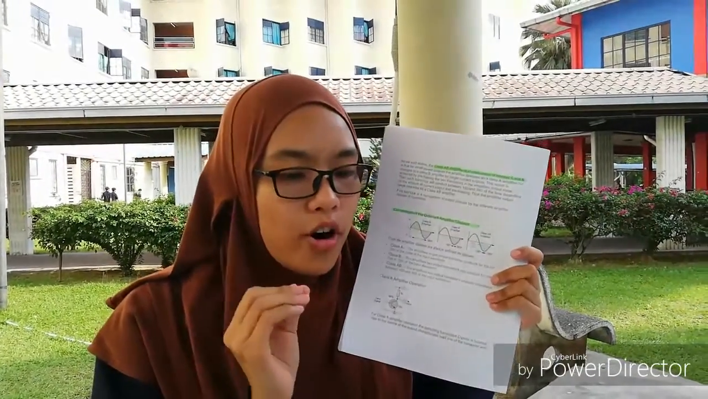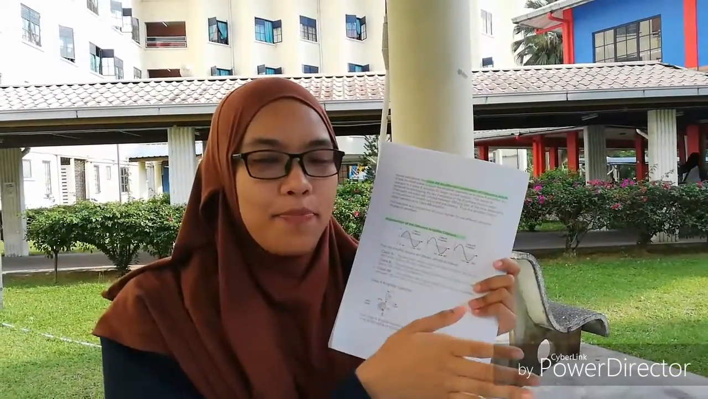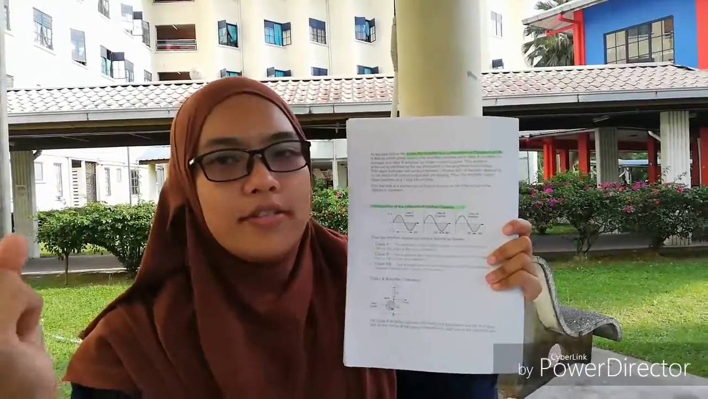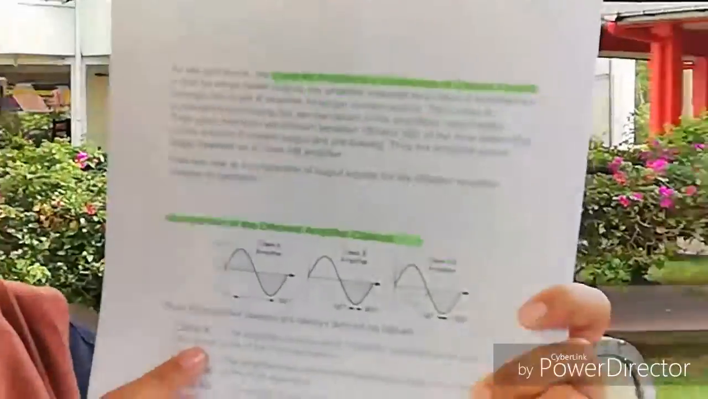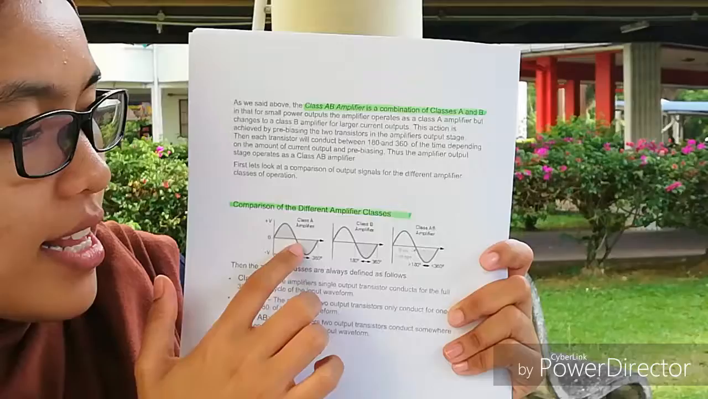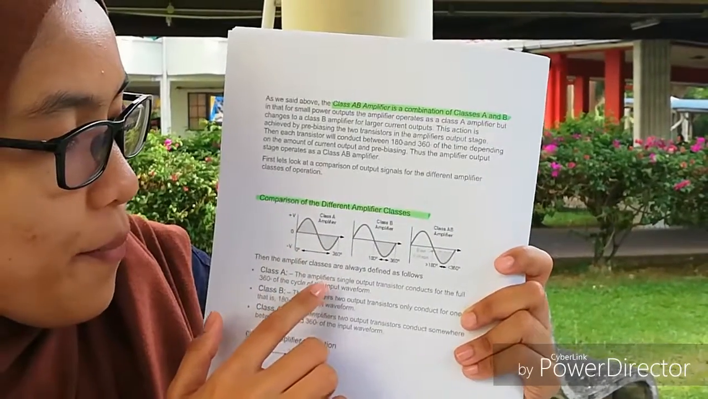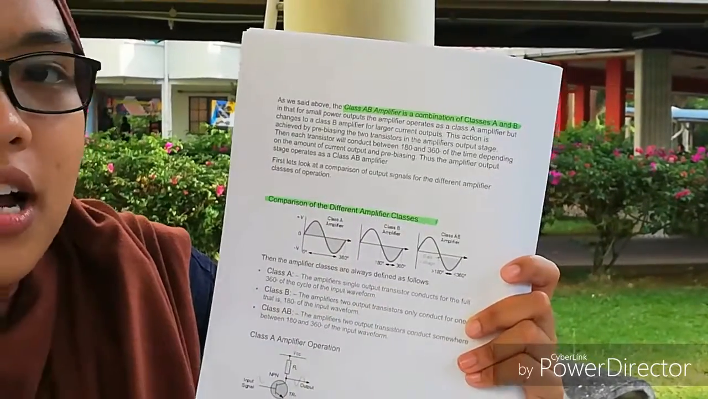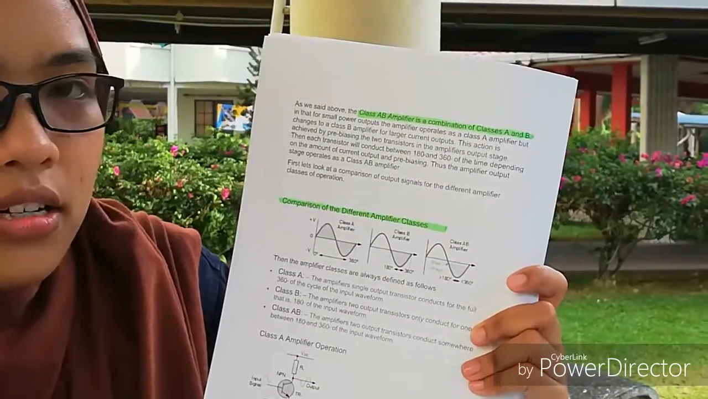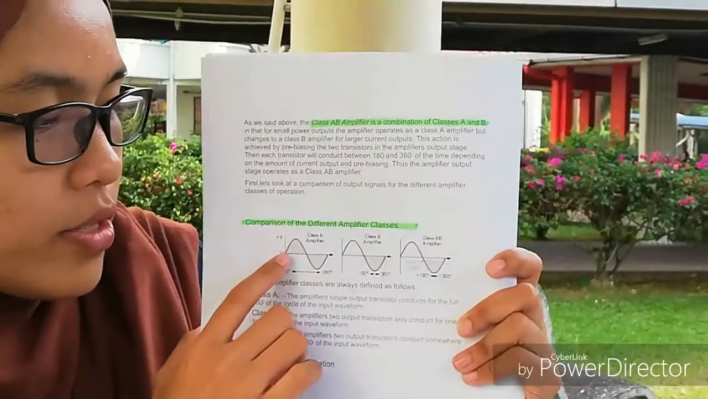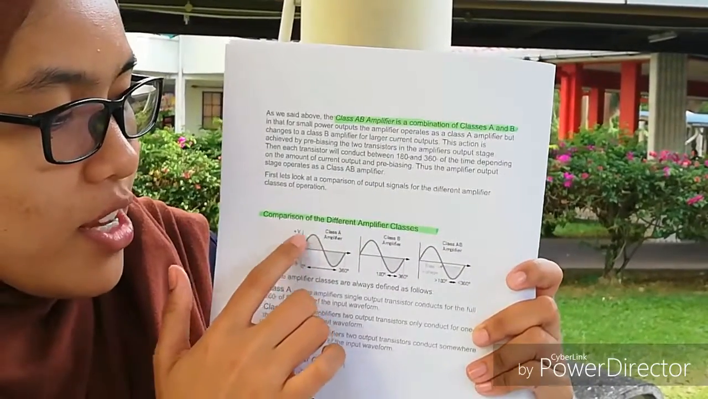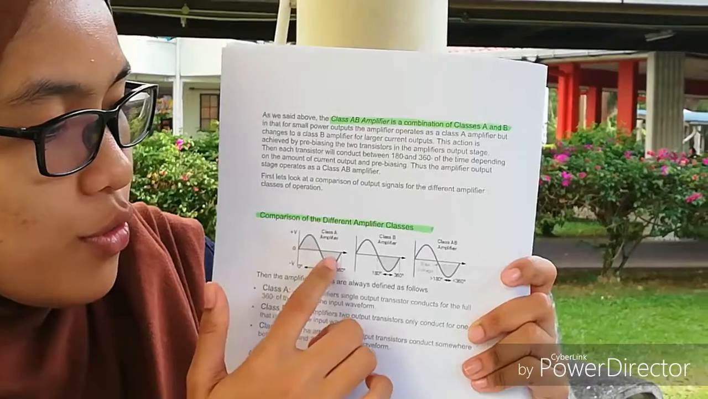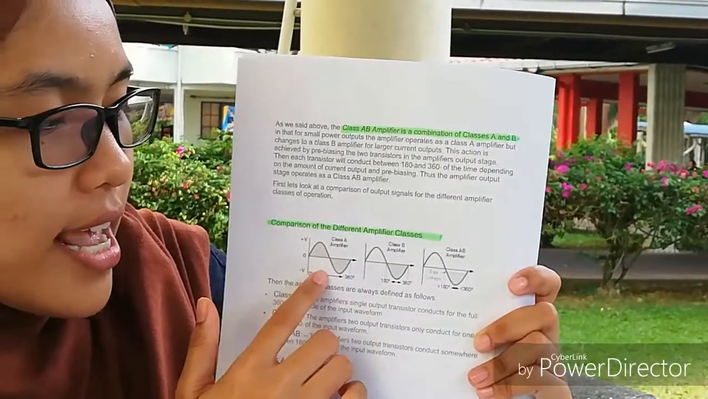Let me tell you about the comparison of class A, class B, and class AB based on the graph. Let us focus here. For class A, the graph is like this, in which the amplifier's single output transistor conducts for the full 360 degrees of the cycle of the input waveform. As you can see, the shading is full from 0 to 360. This is for the class A amplifier.